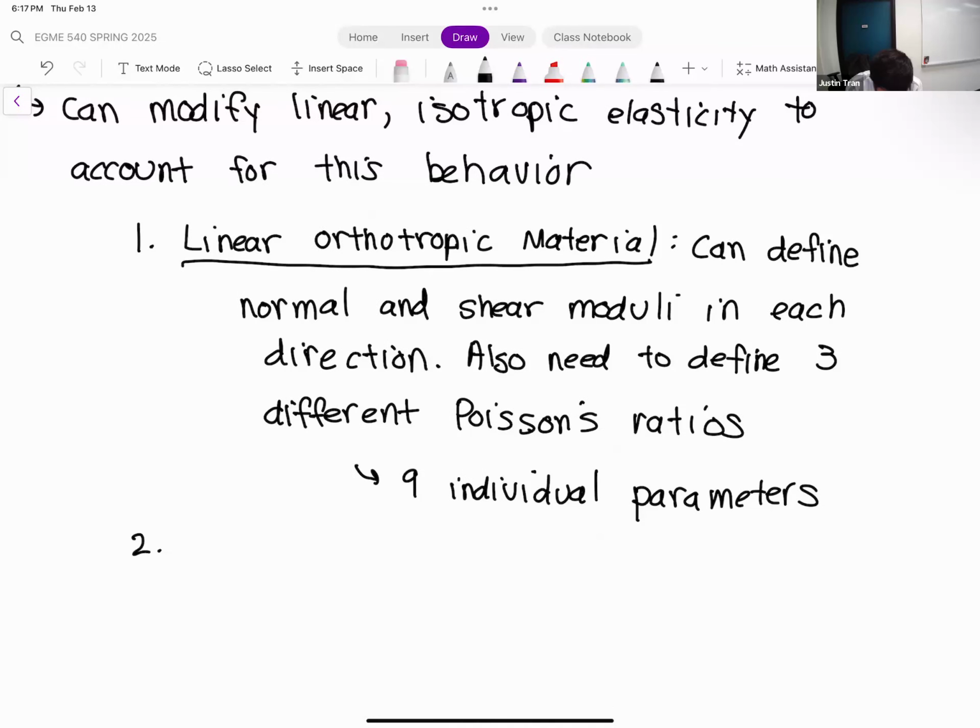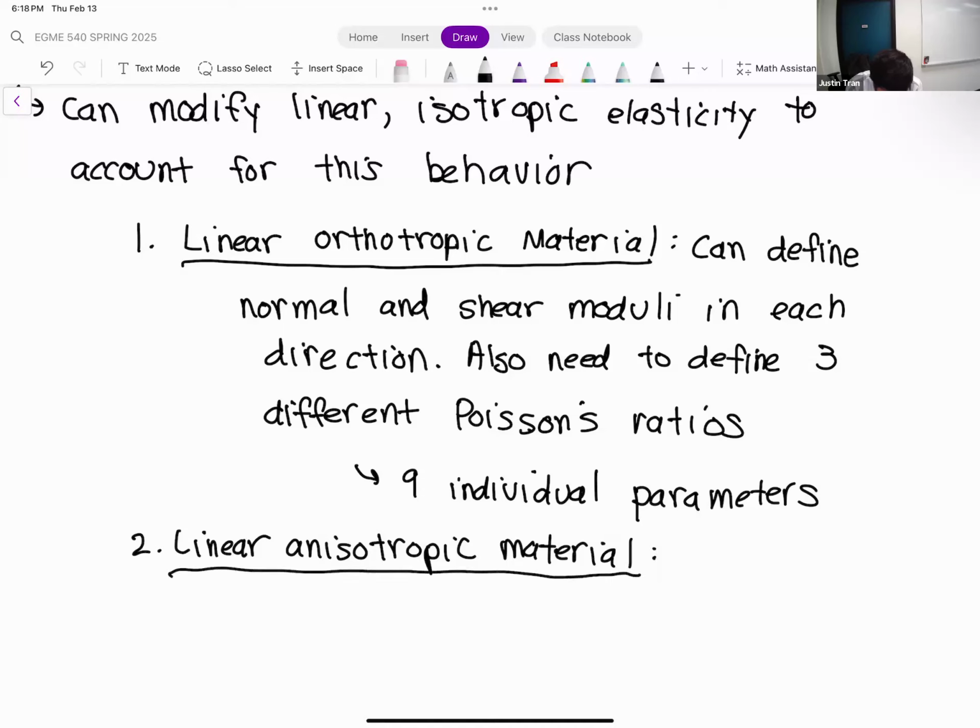So that's linear orthotropic elasticity. The next step up is anisotropic elasticity. This is linear anisotropic. So this is the most general linear material model that you can define.